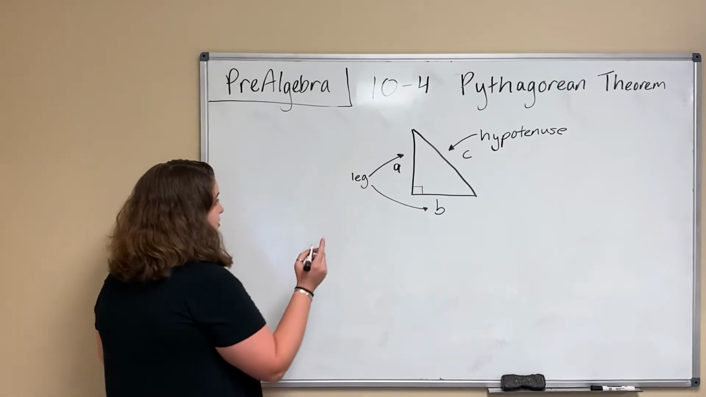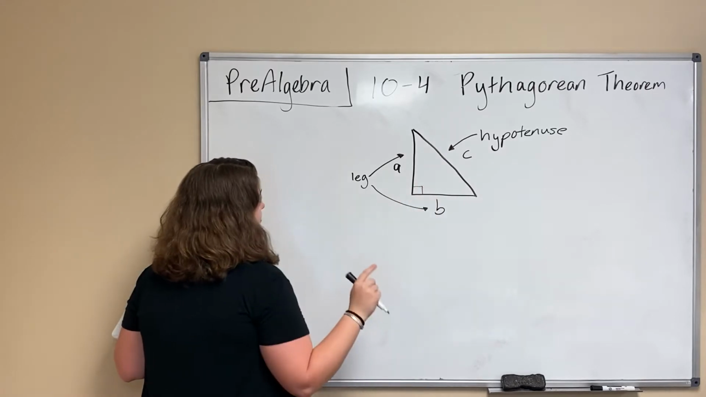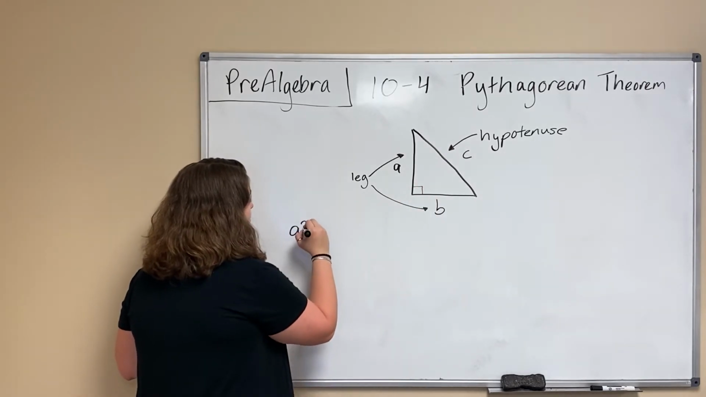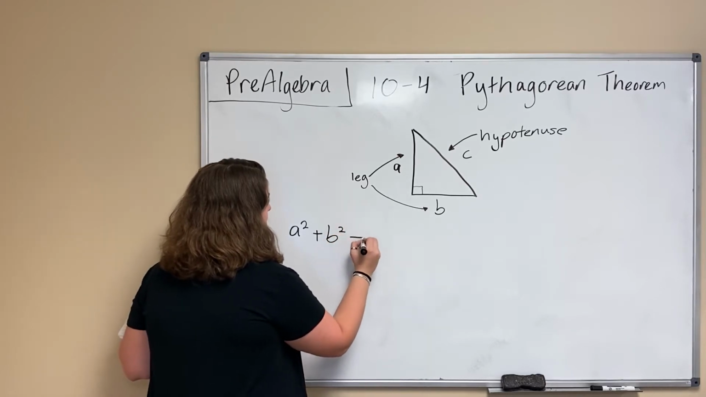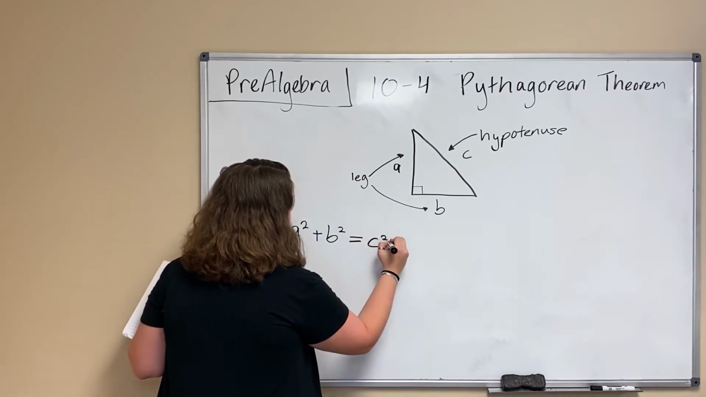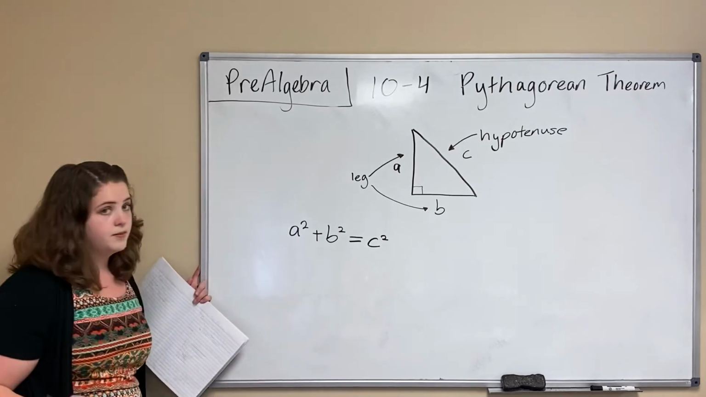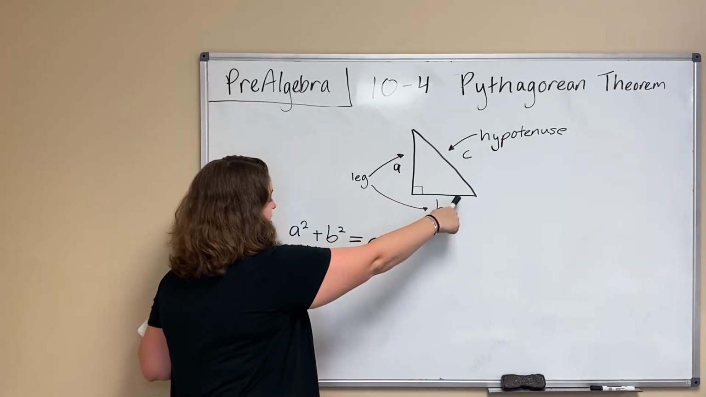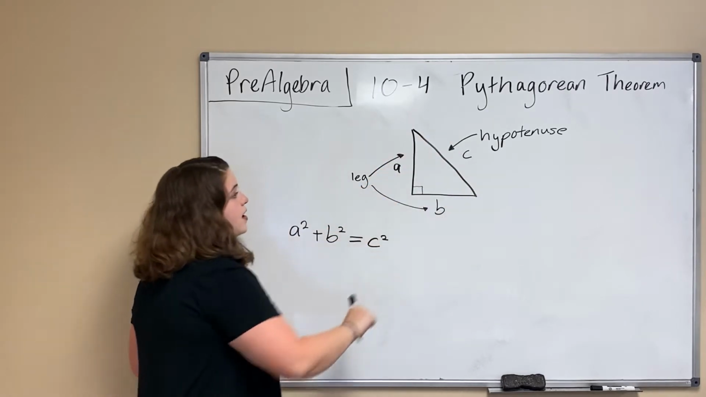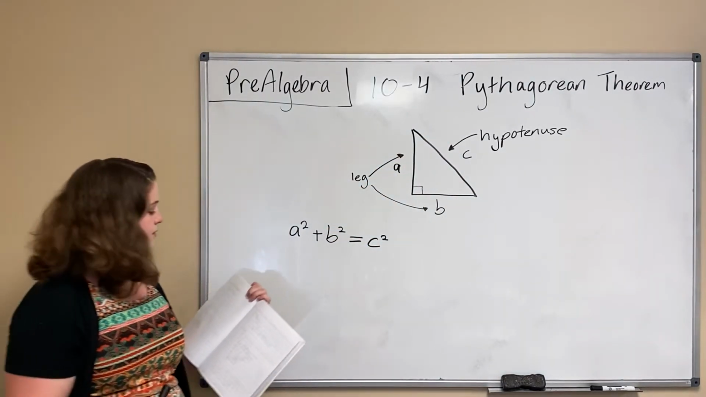When you have a right triangle, a squared plus b squared equals c squared. So one leg squared plus the other leg squared equals the hypotenuse squared.